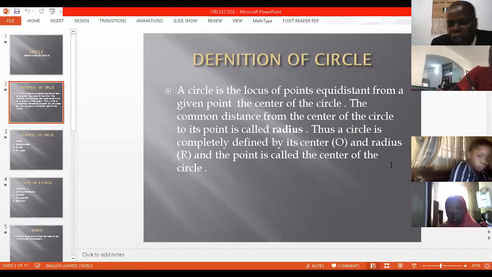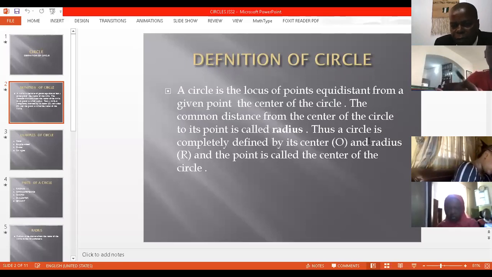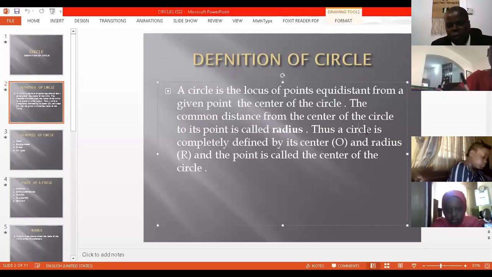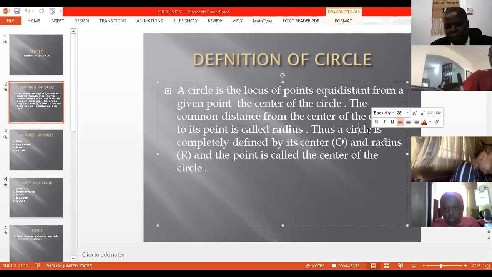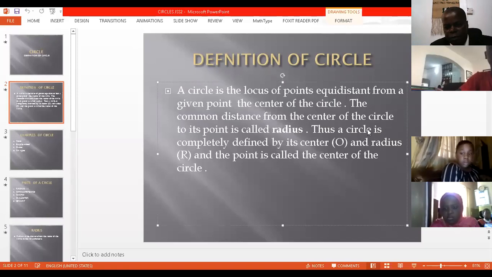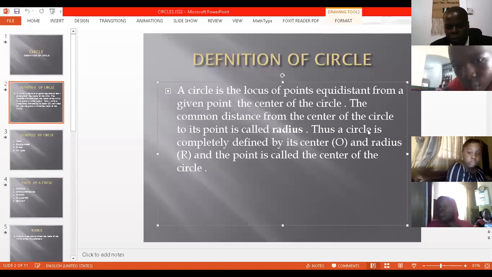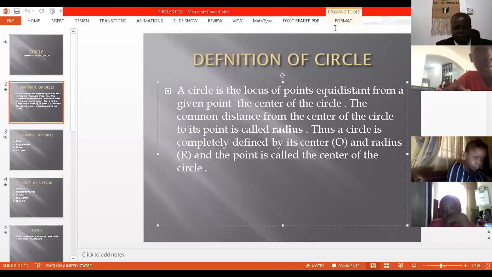Do not write now. When we are done with the class, then we can write. But for now, do not write. So that is the definition of a circle.